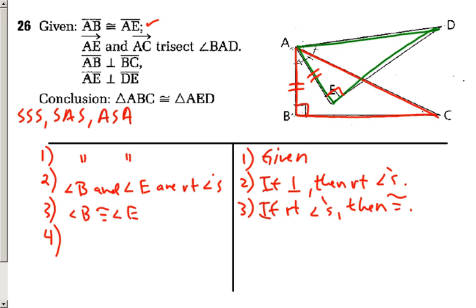Now I'm going to work with the angles up here, and I'm going to try to prove that this angle here is congruent to this angle here. I'm given that AE and AC trisect angle BAD. What that means for this particular problem is that angle BAE is congruent to angle EAC, which is congruent to angle CAD.